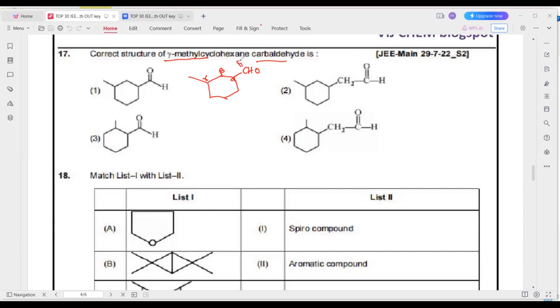So the aldehyde structure is like this. Then the answer will be like this, where you are able to see gamma methyl cyclohexane carbaldehyde. See, this is carbaldehyde, alpha, beta, gamma. So that's why the first option is correct.